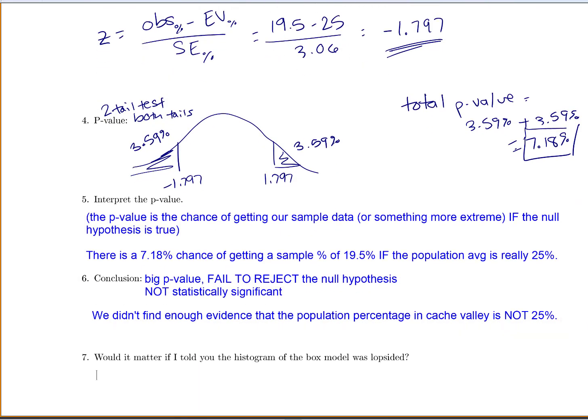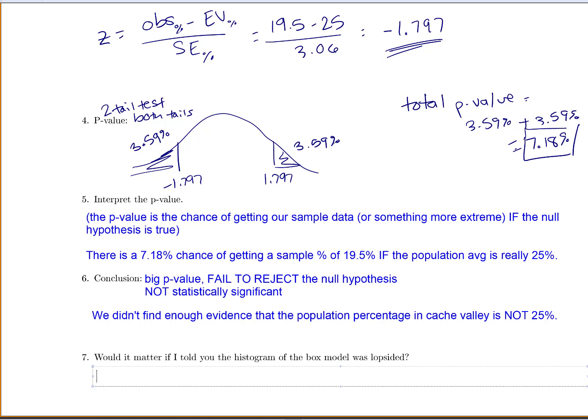And last, would it matter if I told you that the histogram of the box model was lopsided? When you look at percentages, if your population percentage is small or big and you look at the histogram of the original box model for your original population, it's going to end up being lopsided. So the question is, would that affect us? Because we're using a z-curve, something's supposed to be normal here.